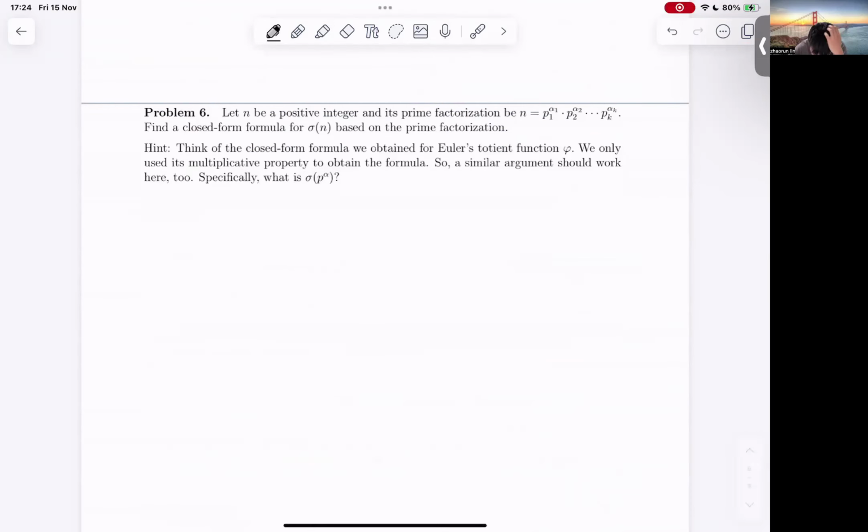And move on to problem 6. Let n be a positive integer and its prime factorization to be this. We need to find the closed form formula for sigma n based on the prime factorization.